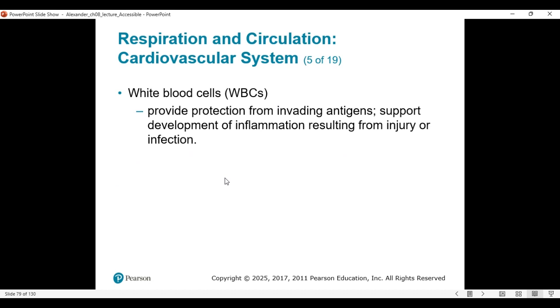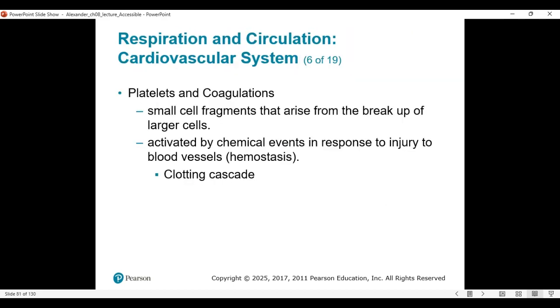Talking about white blood cells, I call them the soldiers or the troopers, right? They're there to protect against invading antigens, and they also help in injury by helping develop the inflammation. Platelets, I call them the first responders. Their active chemical events respond to an injury. They create the blood clot. They start that clotting cascade.